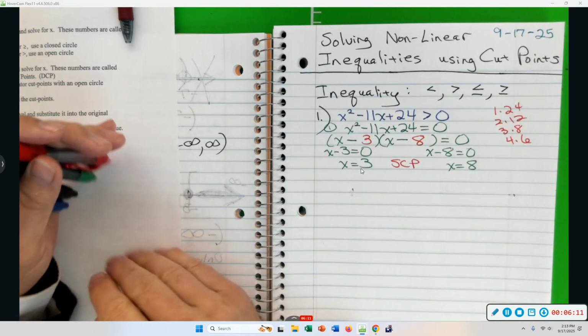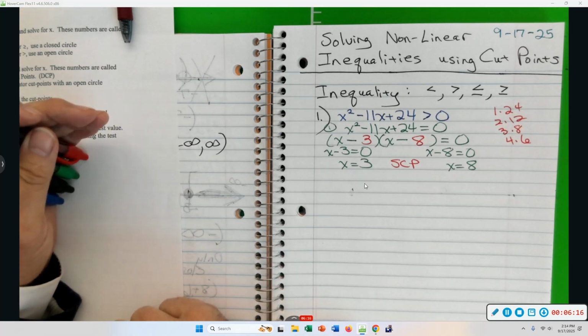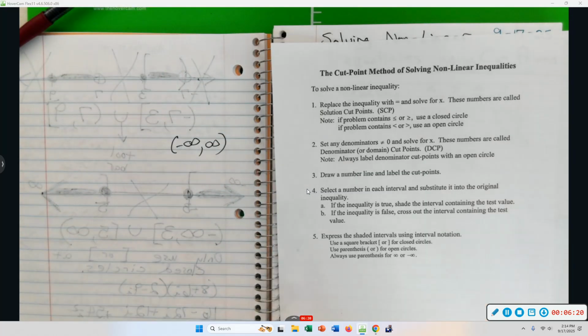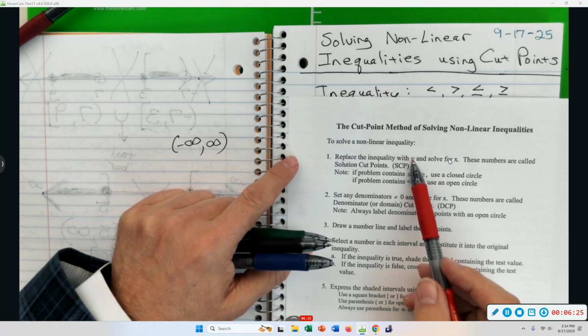These cut points are going to be labeled on a number line. That's what I was saying at the end of class the last time. Look at the little recipe. These solution cut points, these numbers make the left side equal the right side.